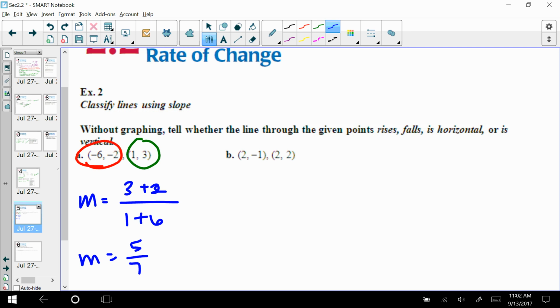So is this greater than 0, less than 0, equal to 0, or undefined? This is greater than 0. So that means that this is a positive slope.